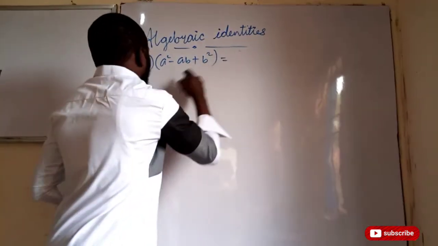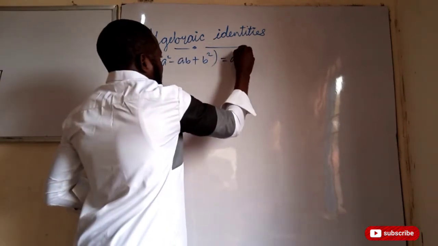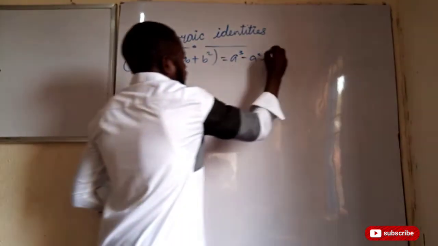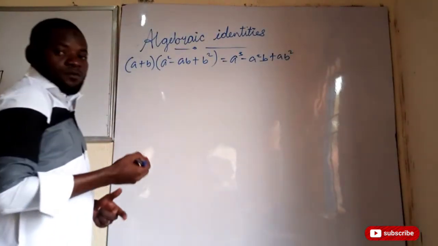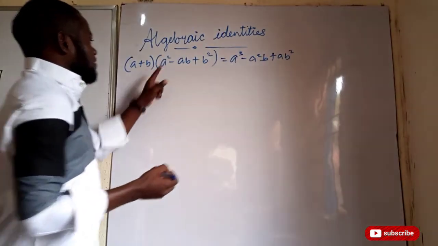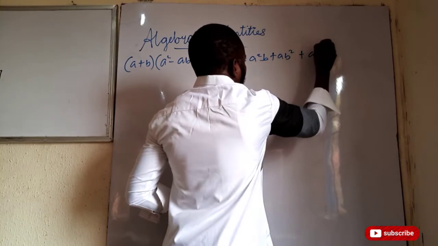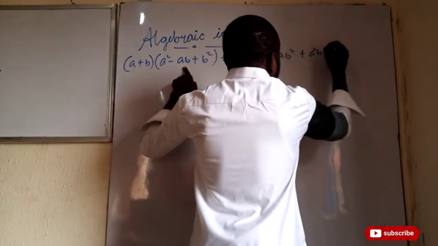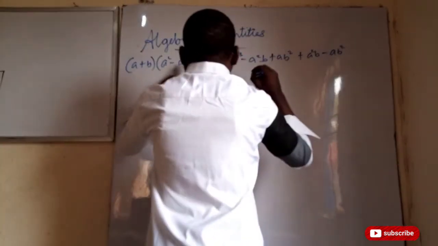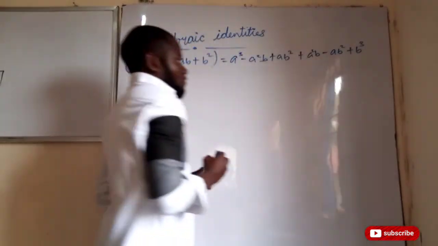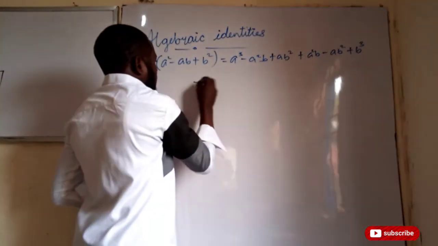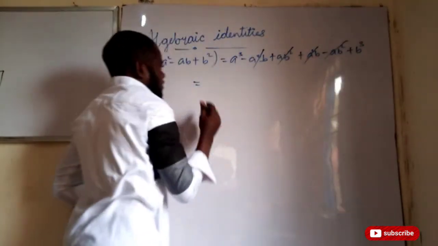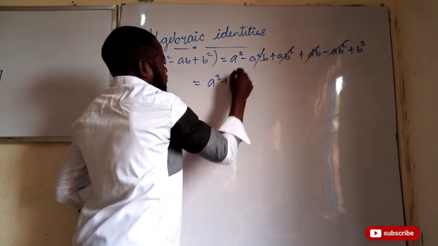Let's see. This will become a times a square, that is a cube. A times this will become minus a square b, then a times this will become plus ab square. Are we together? So let's go for b now. B times this will become plus a square b, then this times this will become minus ab square, and this times this will become plus b cube. So are we together? That will become this and this would cancel, and this and this would cancel. So I have a cube plus b cube.